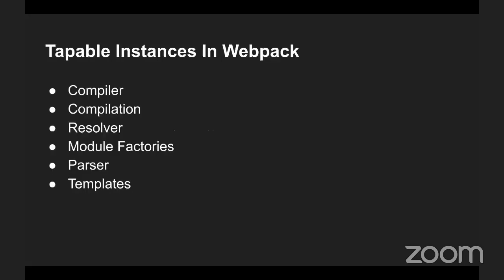So Tappable has a lot of instances, but I would concentrate on the instances which are very specific to Webpack. You have around six instances: compiler, compilation, resolver, module factories, parser, and templates. So you have these important tappable instances in Webpack. We'll go deeper into them, like what they actually do, one by one.